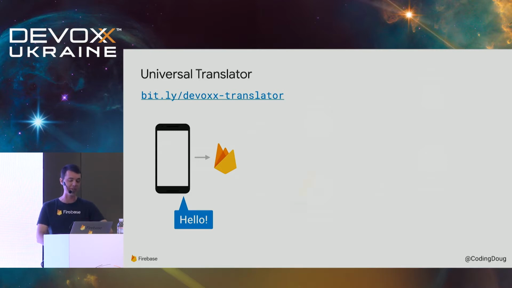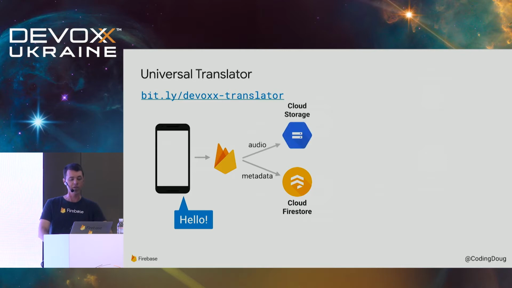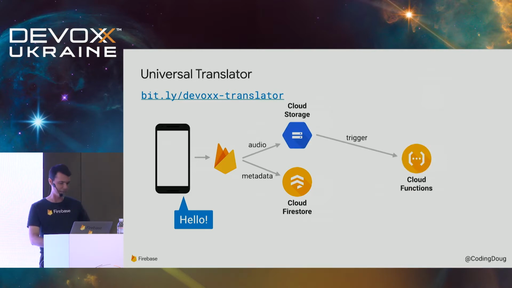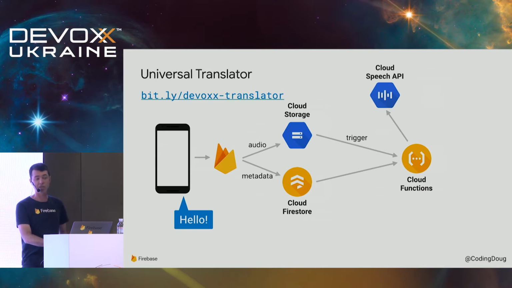It's going to use Firebase APIs to write metadata to Firestore, upload the audio to cloud storage, very similar to the last sample. Then that cloud storage upload is going to trigger a cloud function. And that cloud function is going to read the metadata from Cloud Firestore and then use both the audio and the metadata to call the Cloud Speech API.